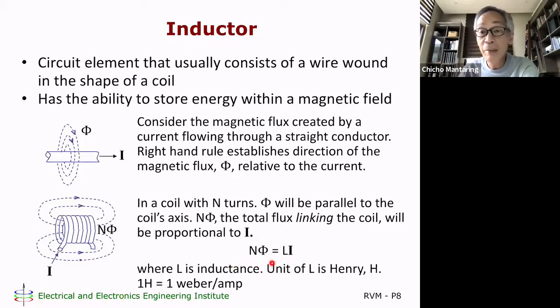L is your inductance. L is measured in henries, and 1 henry is equal to 1 Weber per amp. Weber is your magnetic flux. Weber is a measure of your magnetic flux.